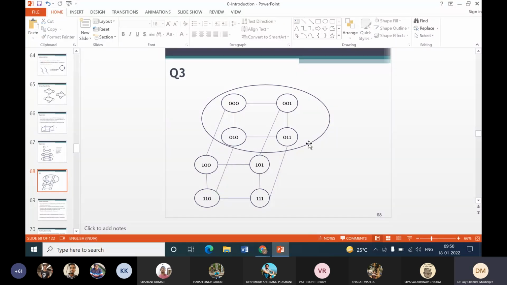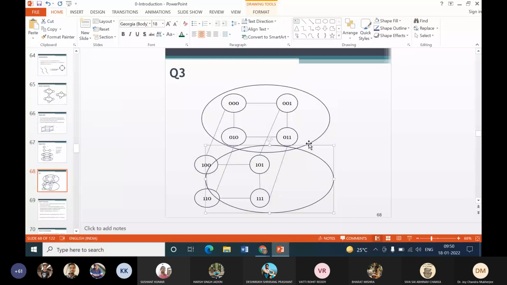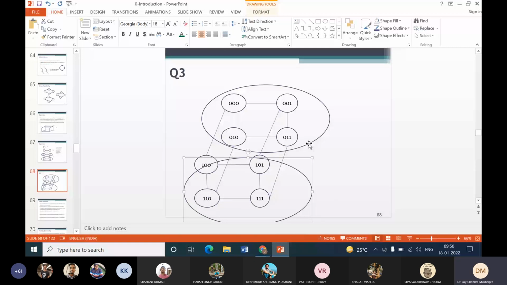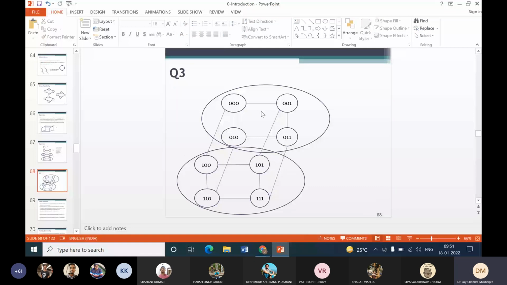So this is one copy of Q2 and this is another copy of Q2. And you merge them like this. Prepend 0 in one component, prepend 1 in the other component, and then corresponding vertices are added. So you get Q3.